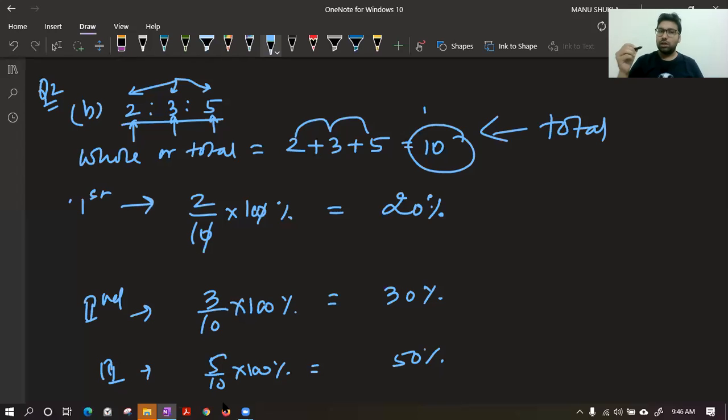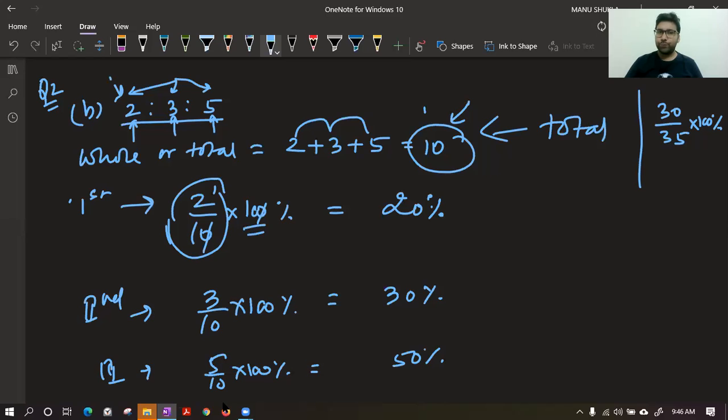So if you have the total and the obtained quantity, can't you find the percentage? It is simply like your examination. You have got 30 out of 35, then you multiply by 100 and it becomes percentage. Simple. Here also, total is 10, value is 2. So 2 by 10 into 100 is the percentage value. Similarly, 3 by 10 into 100 is the percentage value, and 5 by 10 into 100 is the percentage value. I hope it is clear now, Saishi.